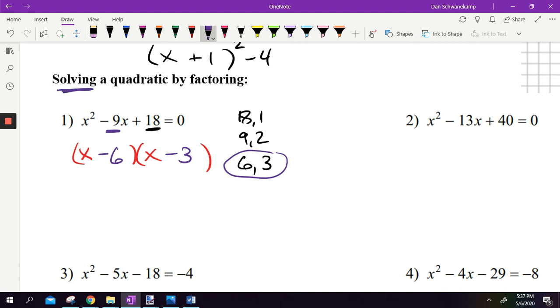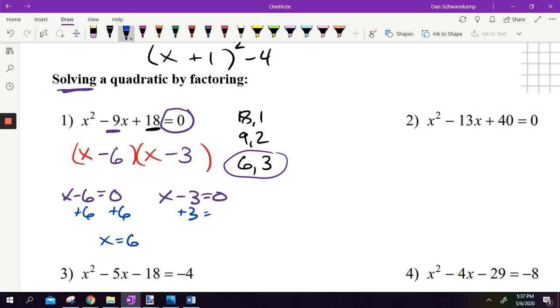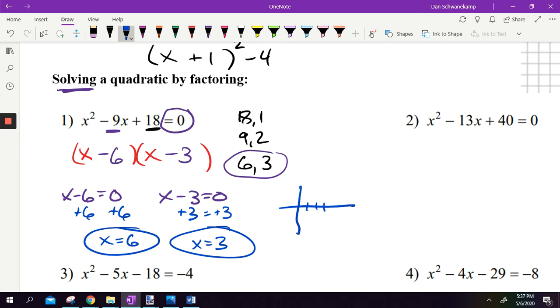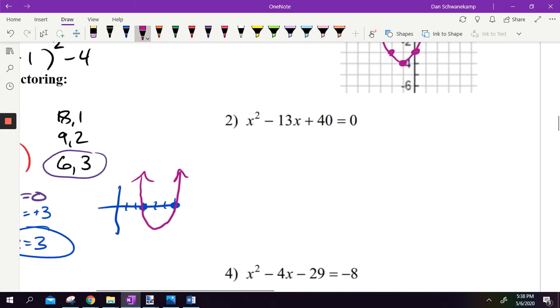But now we're solving this thing. It is equal to 0. So once we've gotten to this point, we're going to take each factor and set it equal to 0. And we're going to solve. We're going to add 6. X is 6. We're going to add 3. X is 3. So these two spots are where my parabola is going to cross the x-axis. So with just this little information, I know what my graph's going to look like. 3 and 6, it's a parabola and it's positive, so I know it's going to go something like that. Just that alone allows me to graph that thing pretty quickly by understanding the zeros, by understanding the solutions.